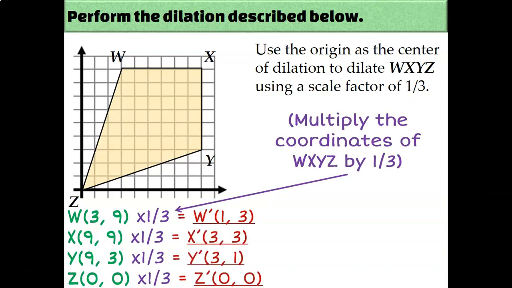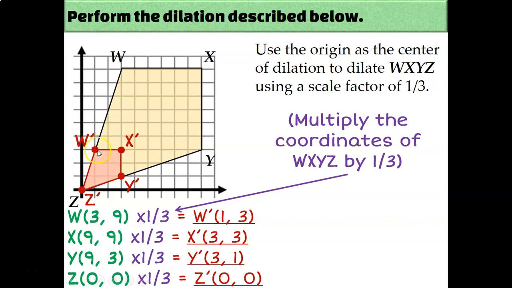And you'll notice when I get to Z, 0 times a third is 0. So Z actually doesn't go anywhere. The pre-image coordinates were (0, 0), and the image coordinates are (0, 0). If one of your points on the figure is the same thing as the center of dilation, then that point doesn't move. So W prime is here, X prime is here, Y prime is there, and Z prime is right where it started. So this little baby quadrilateral is the 1/3 dilation of the original pre-image.